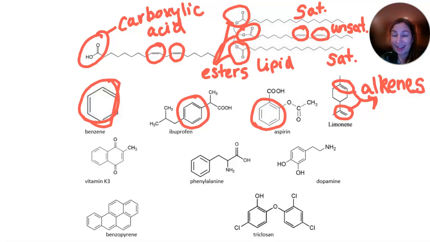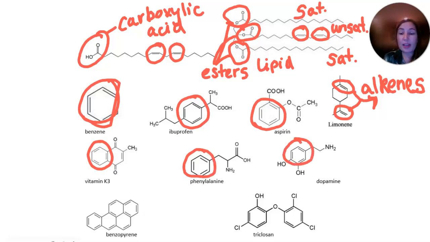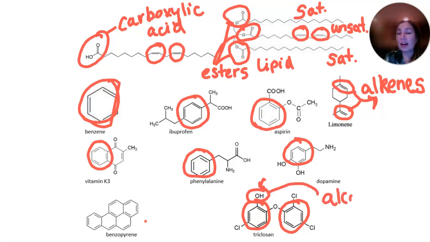two alkenes on limonene. Over here in vitamin K3, we see a benzene ring. In phenylalanine, we see a benzene ring. Dopamine has a benzene ring. Let's come back to benzo[a]pyrene. Triclosan has two analogous benzene rings. It's almost a mirror image molecule, not quite, because we see an OH coming off of it, or an alcohol functional group. So we recognize a lot of functional groups from studying that.